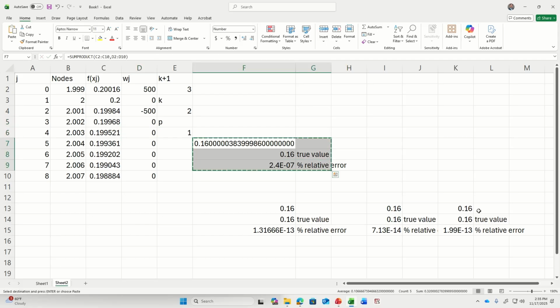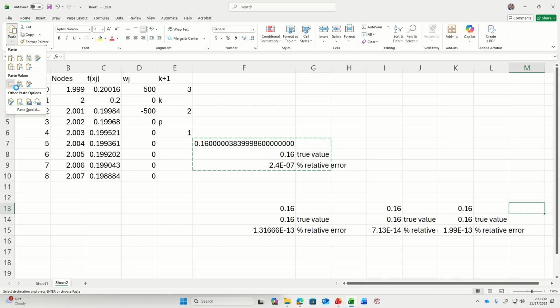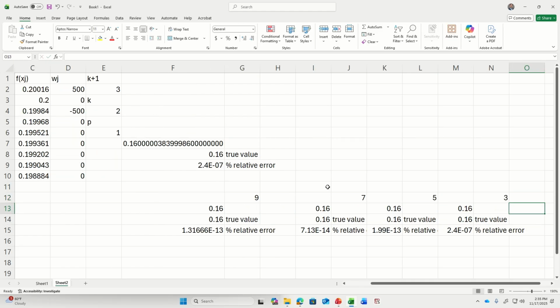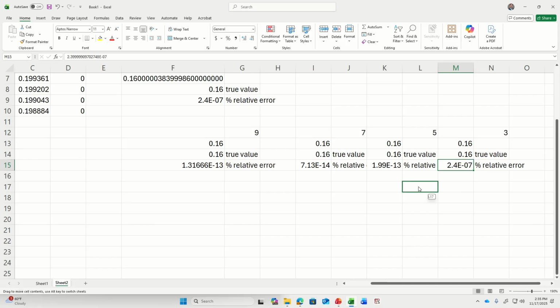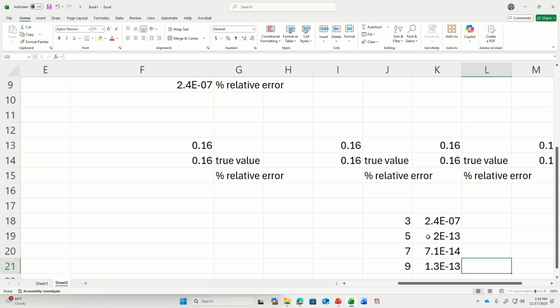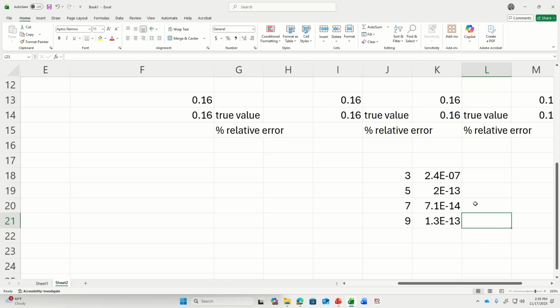And here it's, so this is 9 nodes, 7 nodes, 5 nodes, and 3 nodes. Let me line up these relative errors. For 3, 5, 7, 9. Huh. Yeah, that's the weirdest thing. I would have thought that 9 nodes would do the best, wouldn't you? It's like pretty close, but I guess 7 nodes perform the best. A little bit strange.